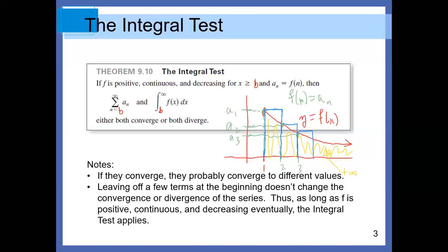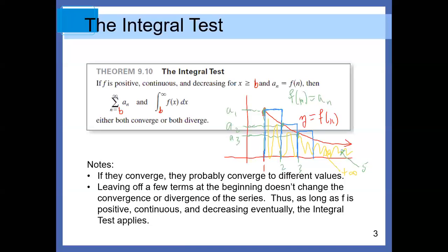What if that area is not infinity? What if it's like 5 or something? What if this area under the curve was like 5? That is, it's something finite. Well, in that case, what you can do is this.